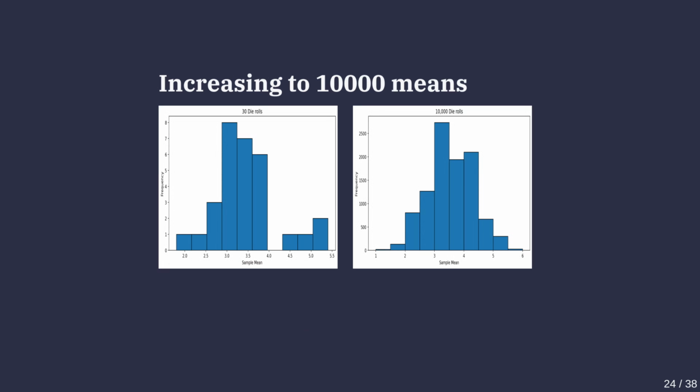Now let's increase the number of trials to 10,000 and plot the results. We see that when we plot these 10,000 sample means, the shape starts to roughly form a bell-shaped curve, even though the individual die rolls are not distributed like that. As the number of samples increases, the distribution of sample means becomes smoother and looks like a normal distribution. This effect illustrates the central limit theorem.